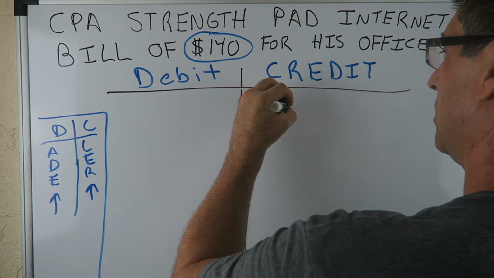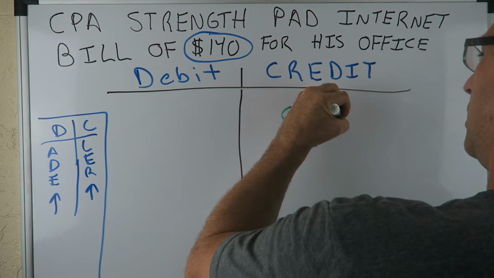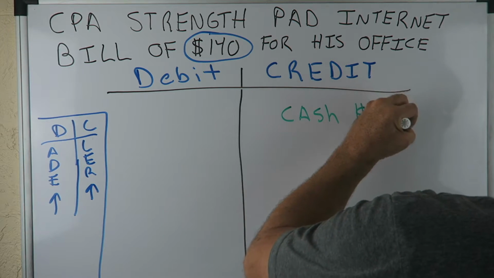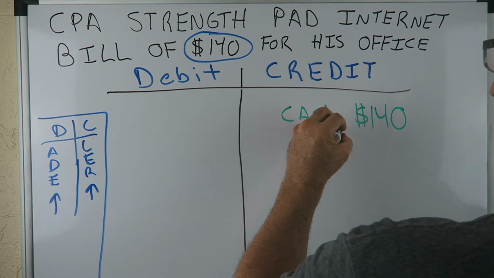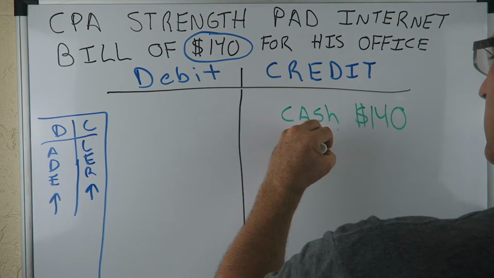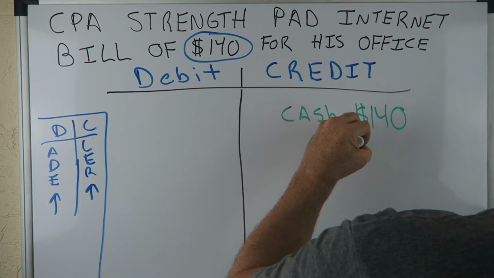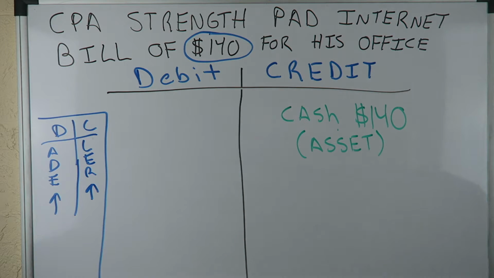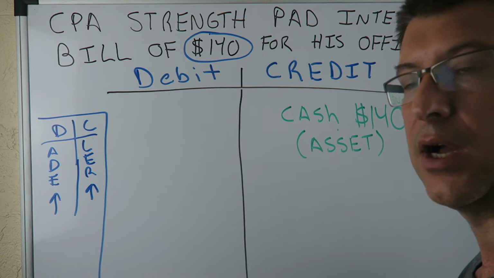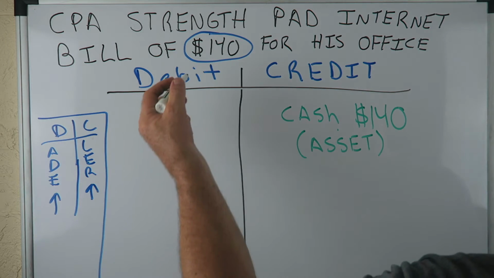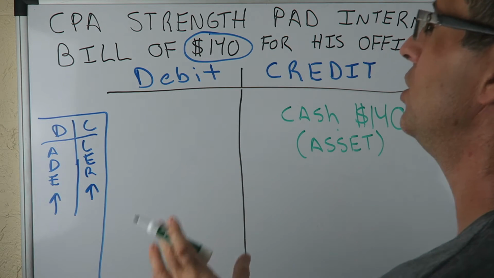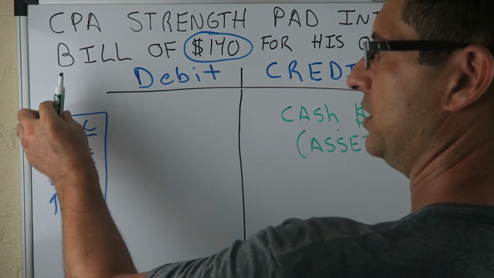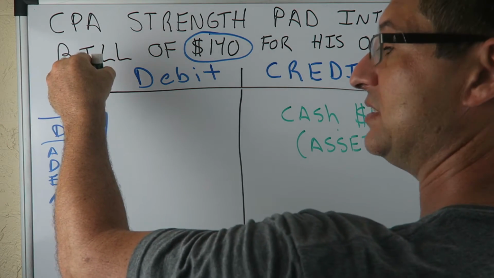Cash, $140. $140 cash, which happens to be an asset. Now, does that make sense here? You have cash, which is an asset, on your credit side for $140. You paid a bill of $140, so you have it decreasing. Does that make sense? Yeah, because cash is an asset. If it was increasing, you debit. If it's decreasing, you credit.